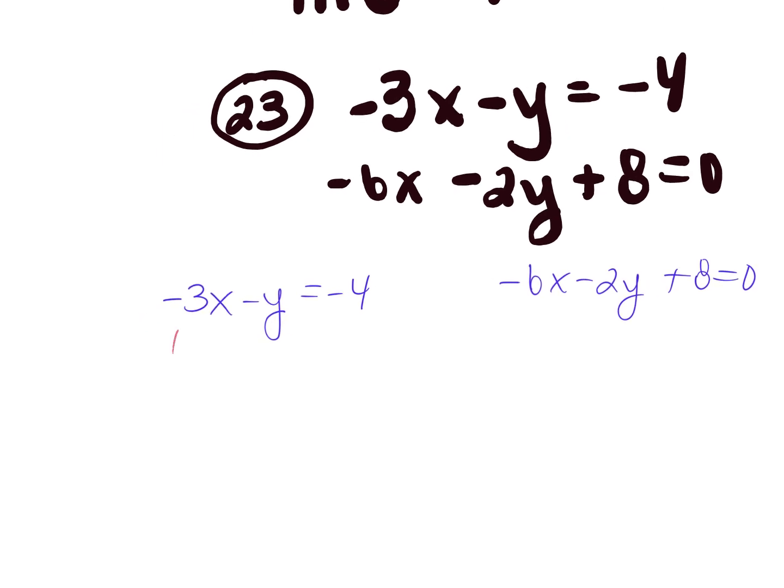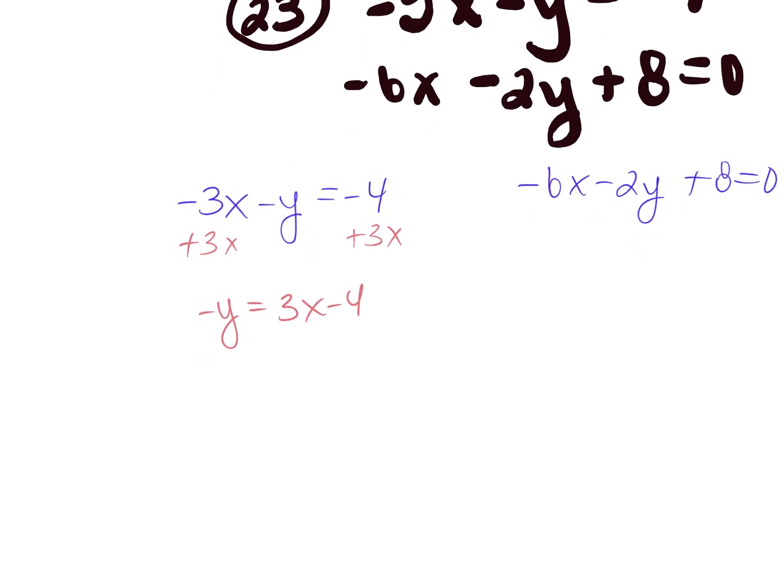So I'm going to add 3x here. I have negative y equals 3x minus 4. And then I have to do what? Divide everything by negative 1. So y equals negative 3x plus 4. That plus 4 means nothing to us.